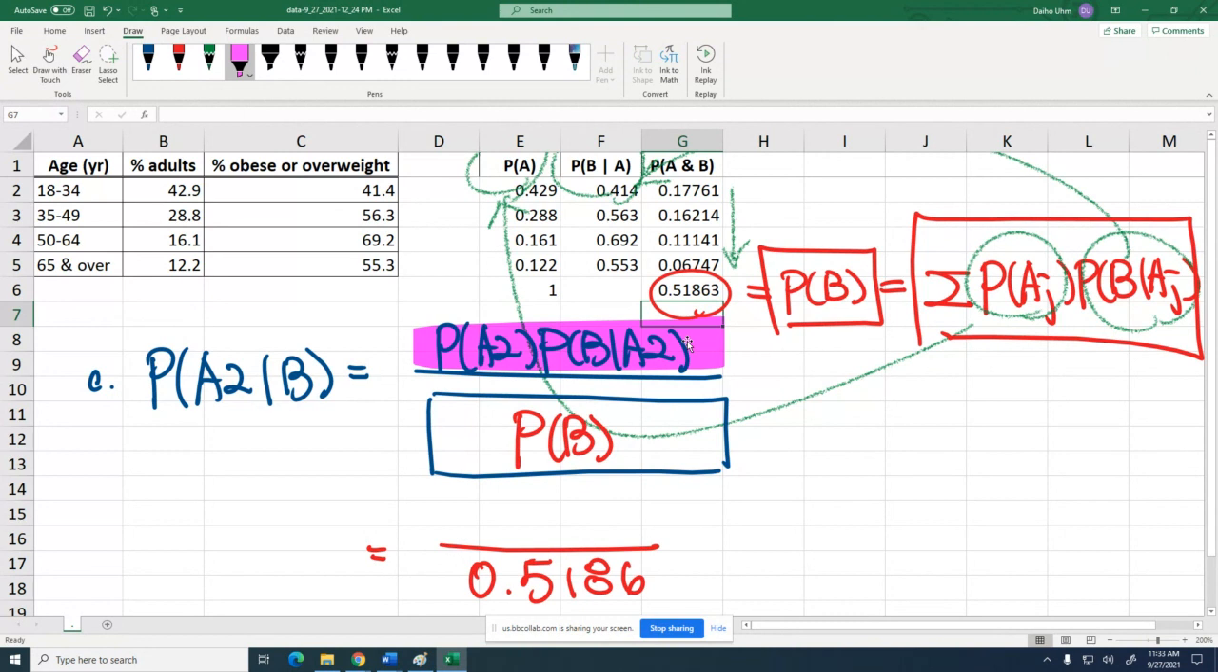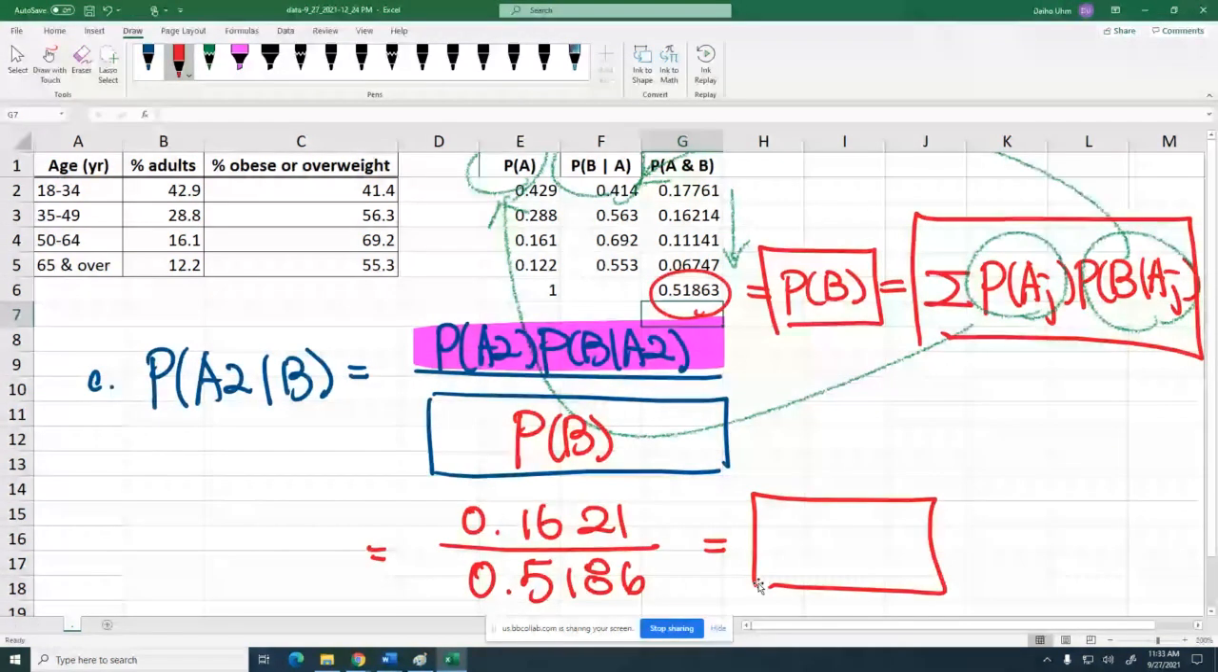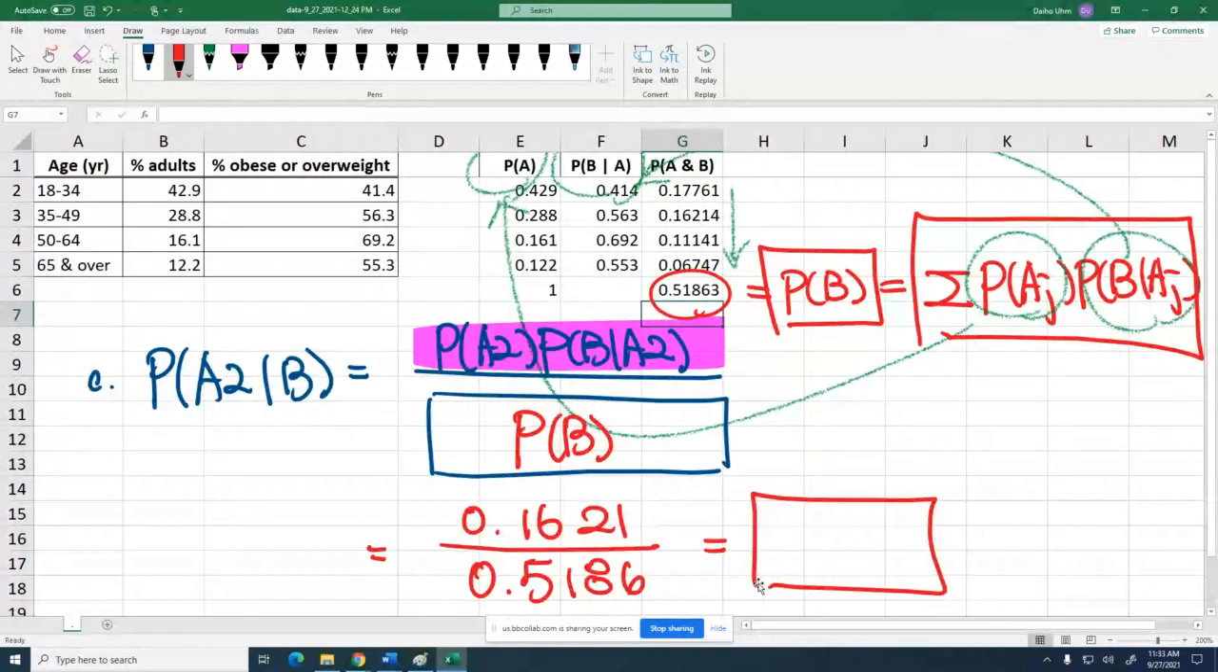A2 times B given A2, which was 0.1621. So we can plug in the probability, the multiplication, 0.1621. That will be the conditional probability, A2 given B in part C. Good?